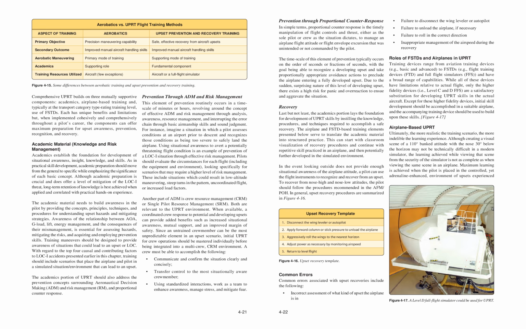Using situational awareness to avert a potentially threatening flight condition is an example of prevention of a loss of control situation through effective risk management. Pilots should evaluate the circumstances for each flight, including the equipment and environment, looking specifically for scenarios that may require a higher level of risk management. These include situations which could result in low-altitude maneuvering, steep turns in the pattern, uncoordinated flight, or increased load factors.